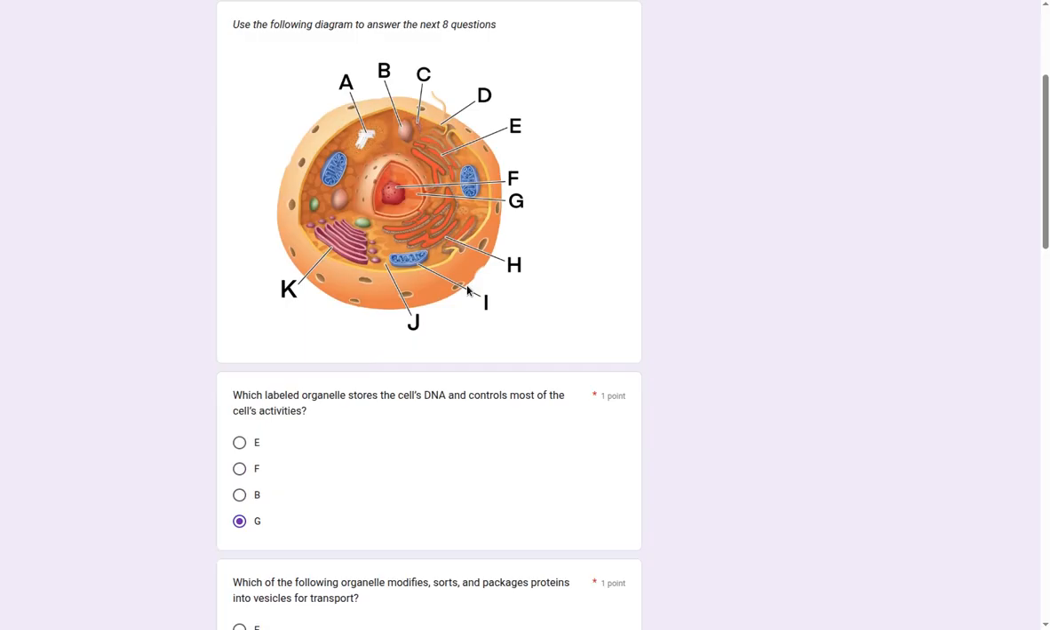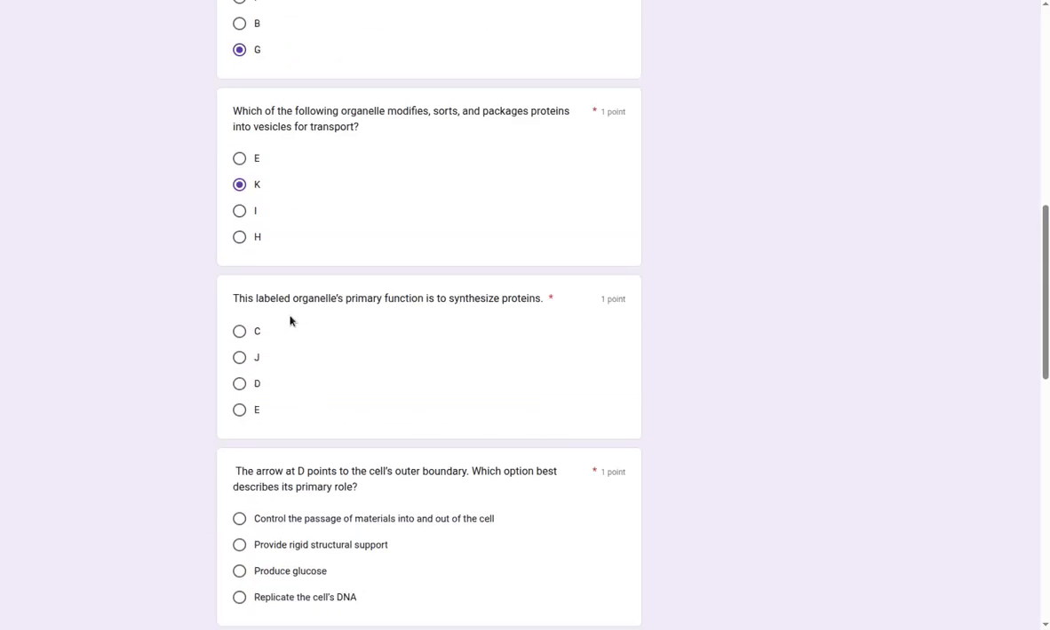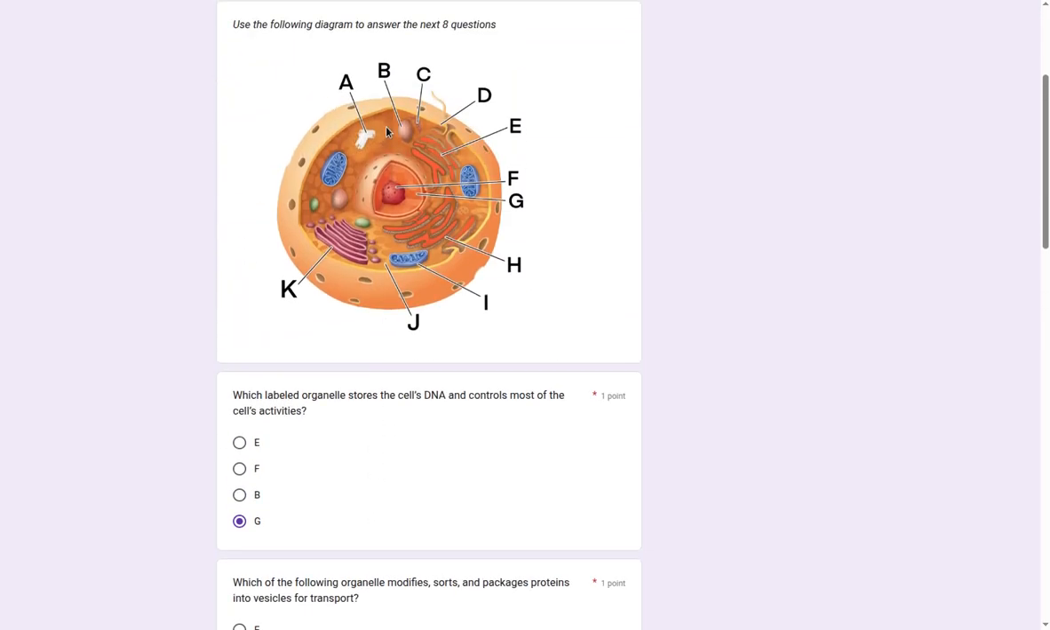I have no idea. I have absolutely no idea. Which one could this be? Maybe. Okay, don't know. The labeled organelle's primary function is to synthesize protein. Okay, synthesize protein. I think this is the ribosome, as far as I can remember. So ribosome is C.